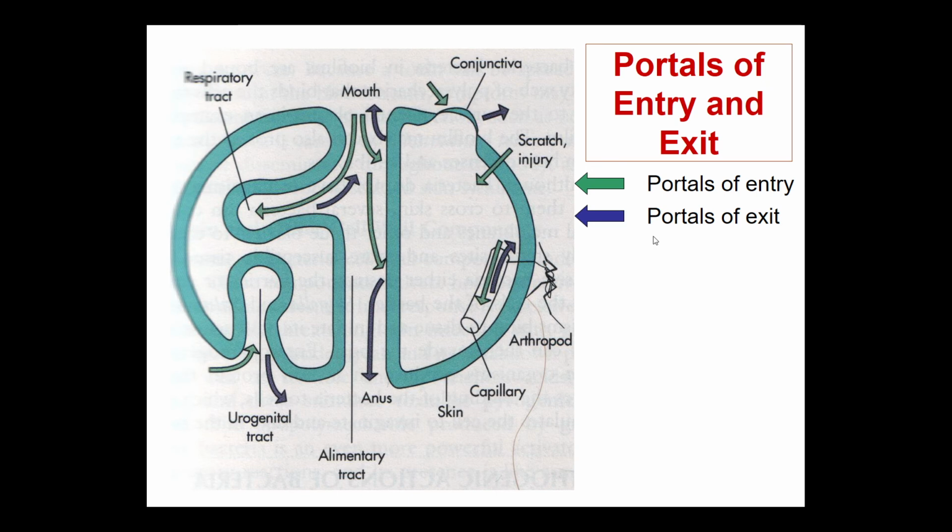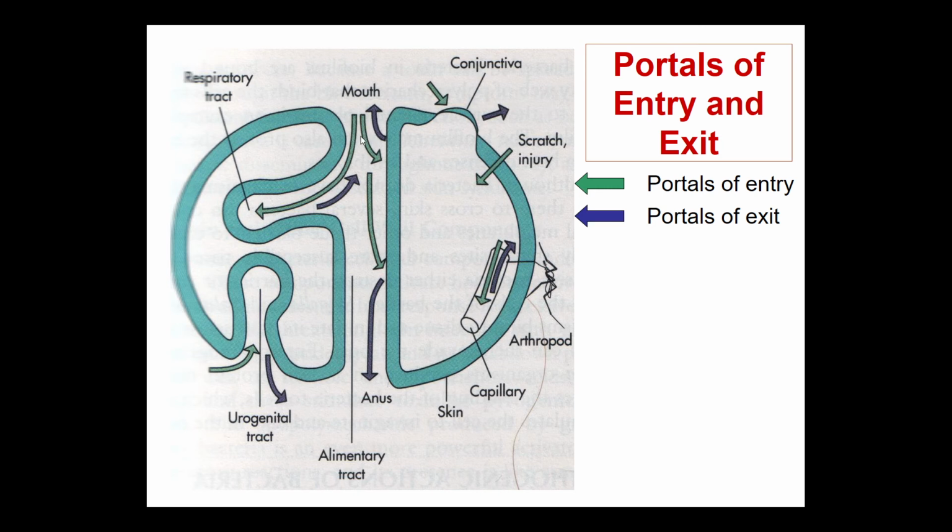Portals of entry and portals of exit. Portal of entry, this is the organ through which a microbe may enter the human body, causing disease. Portal of exit, this is the organ through which a microbe may be released to the environment from the patient's organism. The mouth is a portal of entry, the green line, and a portal of exit, the blue line.